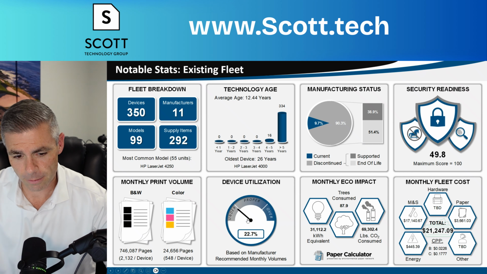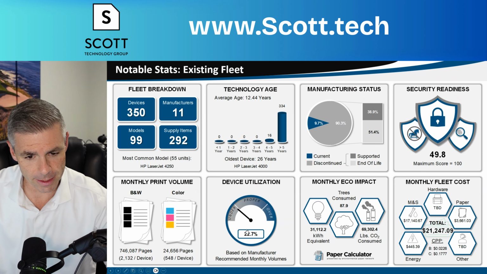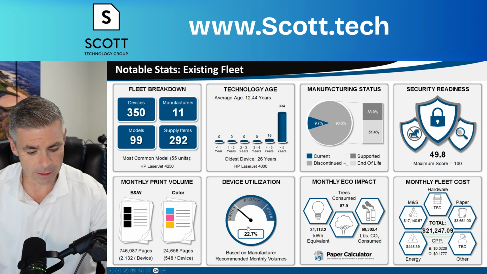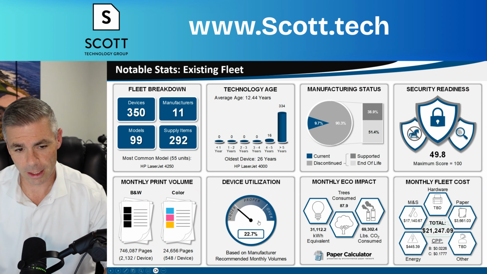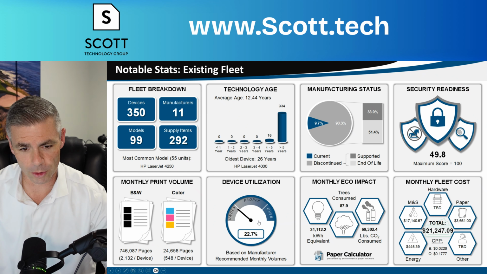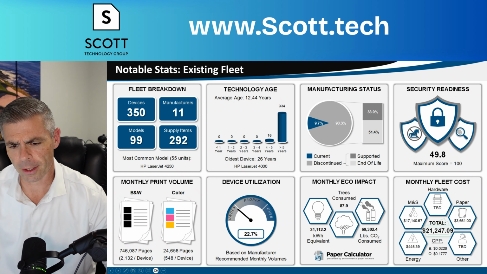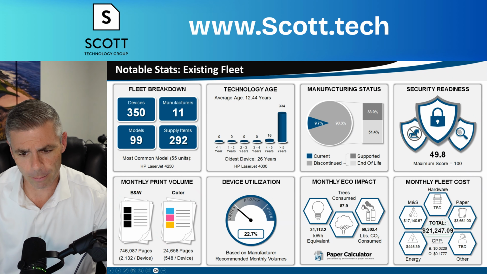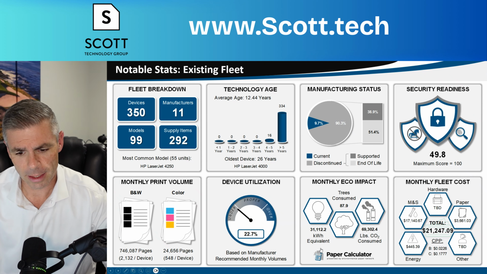Device utilization. Where are we underutilizing devices? And maybe do we have too many devices across the organization? Can we right size the fleet to make sure that we're using those devices properly? Then we look at the monthly eco impact. How many trees are consumed? How many kilowatt hours? How many pounds of CO2? And so we want to look at minimizing the environmental impact of printing.